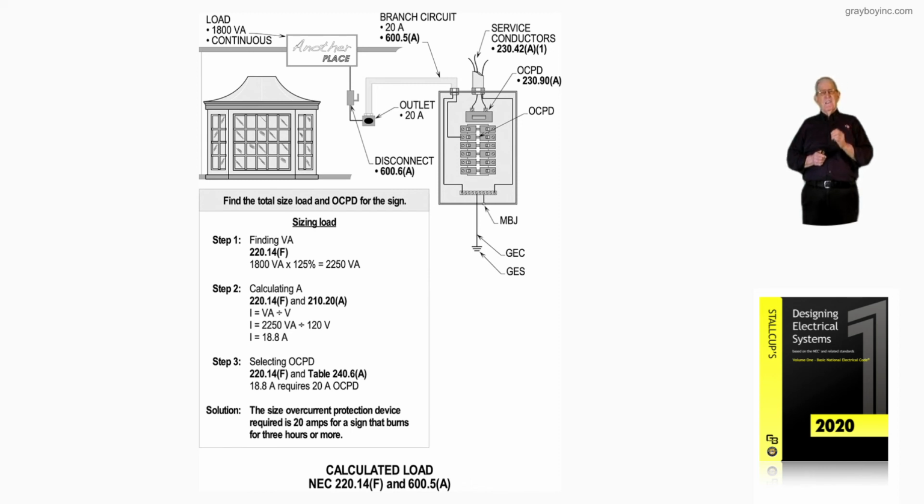considered a continuous duty operating sign, and that's what our figure 14-24 is illustrating, the procedure to calculate the load to size the overcurrent protection device and the conductors, really in accordance with 220.14F and 600.5A.